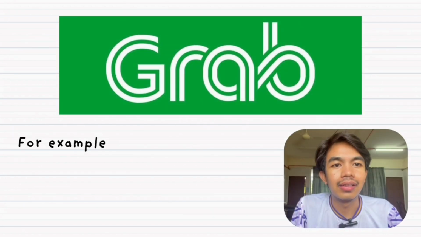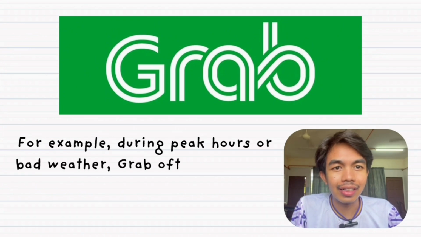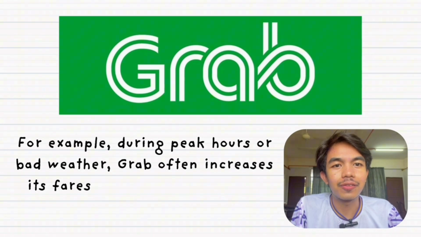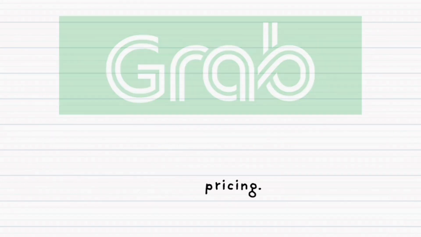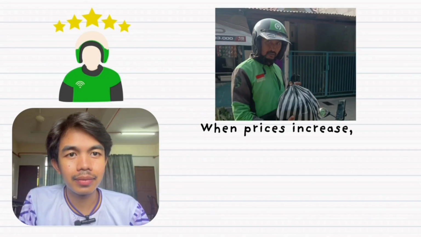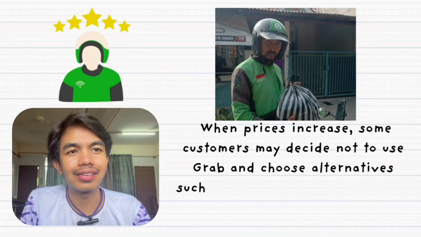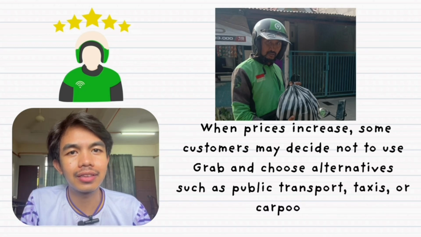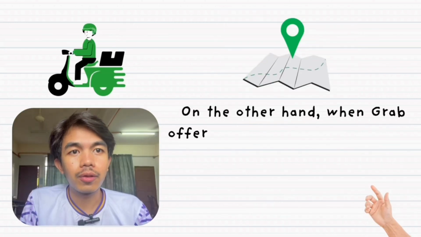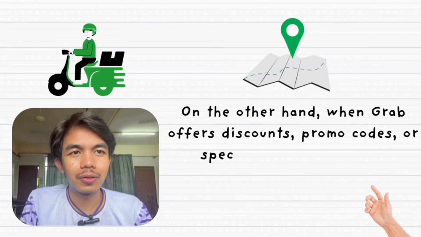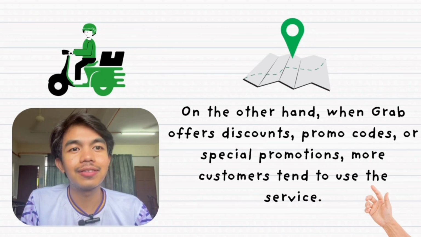For example, during peak hour or bad weather, Grab often increases its fare through surge pricing. When the price increases, some customers may decide not to use Grab and choose alternatives such as public transport, taxis, or other apps. On the other hand, when Grab offers discounts, promo codes, or special promotions, more customers tend to use its services.